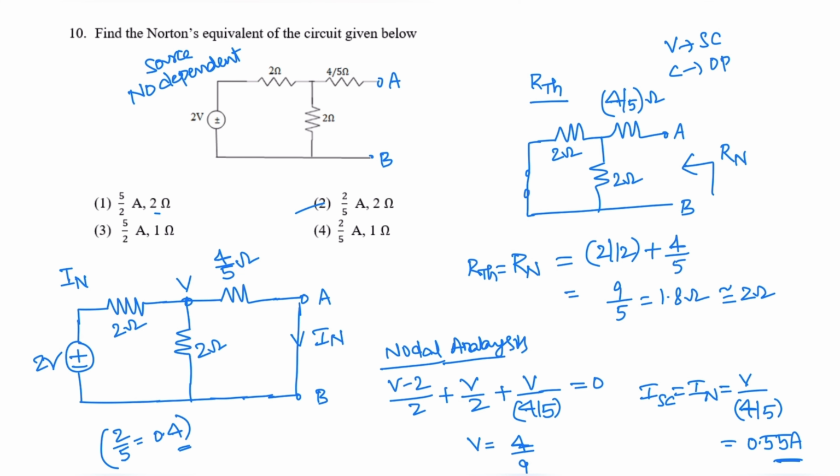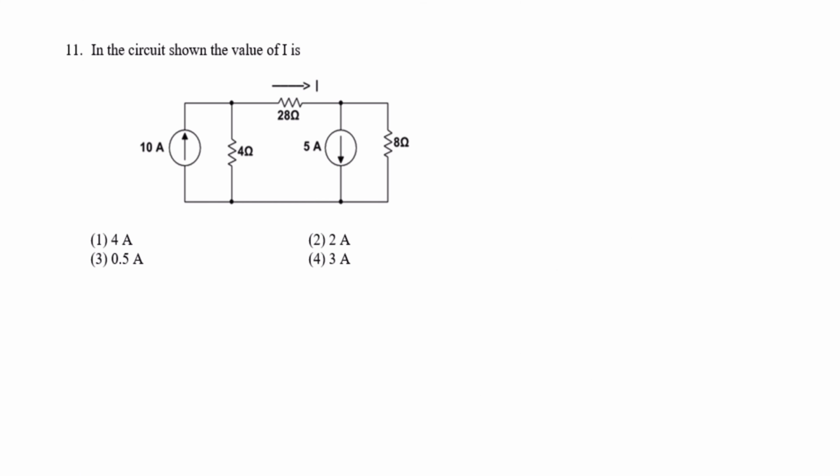Next question. In the circuit shown, the value of current I is. So this is the circuit given. We need to calculate the value of current. Again apply nodal analysis for the circuit. Let V1 be the node voltage at this point and V2 be the node voltage. Let V1 and V2 be the node voltages.